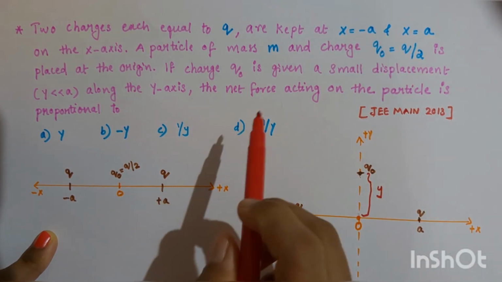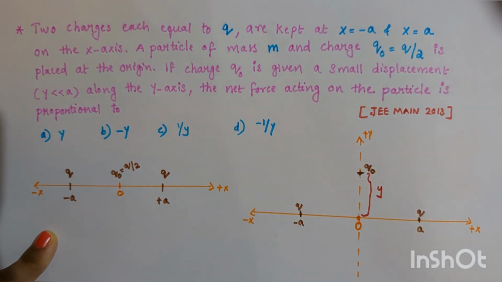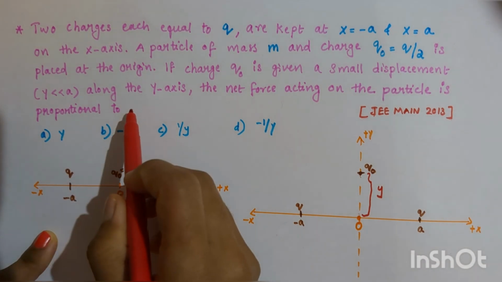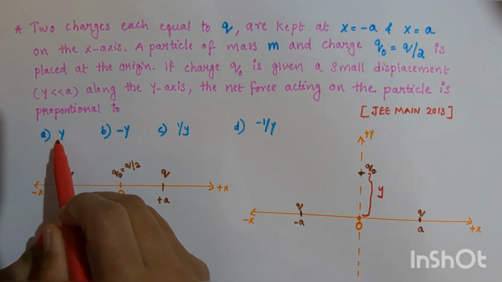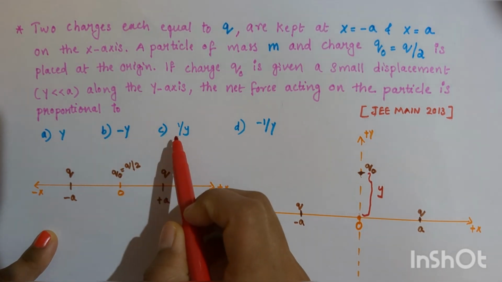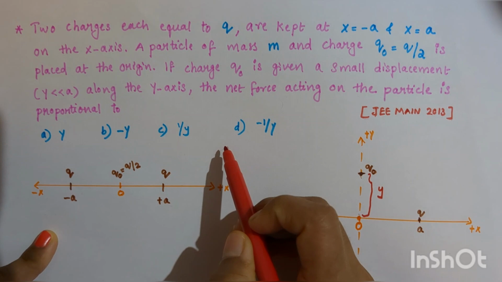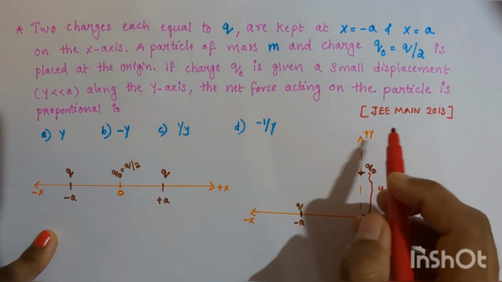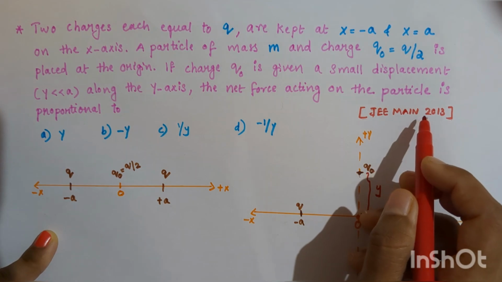Now the question is, what is the net force acting on the particle? The net force acting on the particle is proportional to, there are four options given: y, minus y, 1 by y, minus 1 by y. So which one is the correct option? That is the question, which was asked in the JEE Main examination 2013.